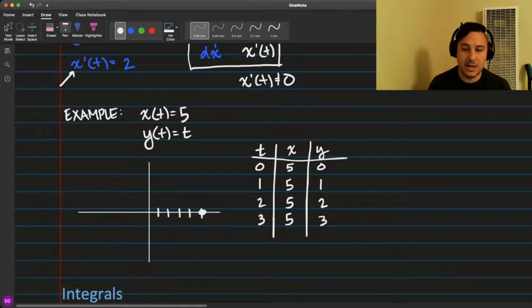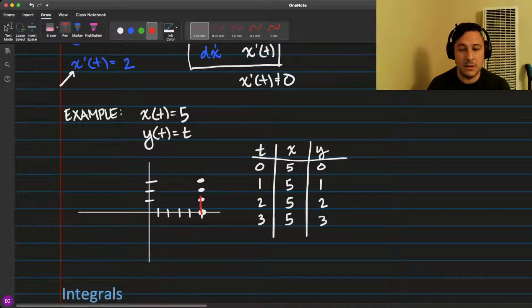5, 0 is right here. And then you get 5, 1. That's right there. 5, 2. That's right there. 5, 3. That's right there. So what sort of shape do we have here for our graph? Right, but it's this particular type of line. Maybe go from there to there. What sort of line is this?